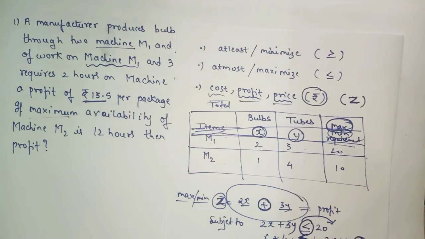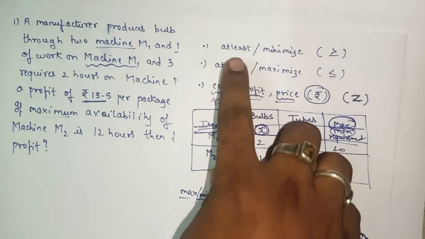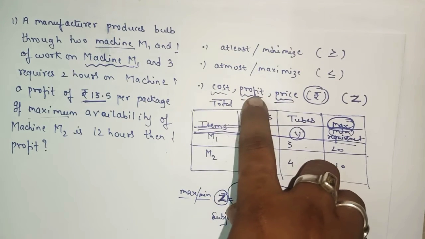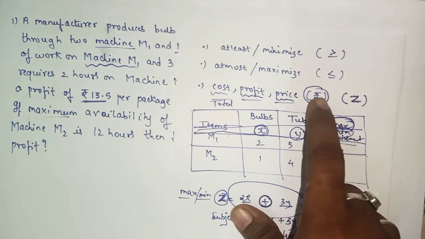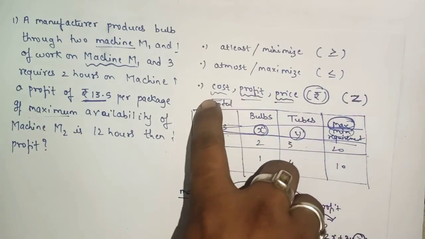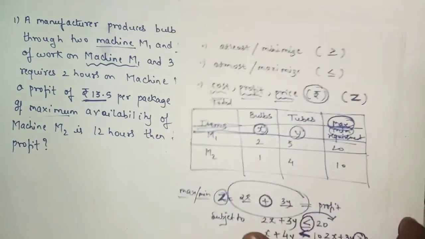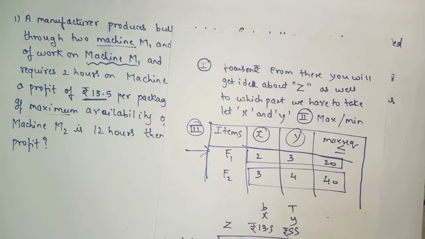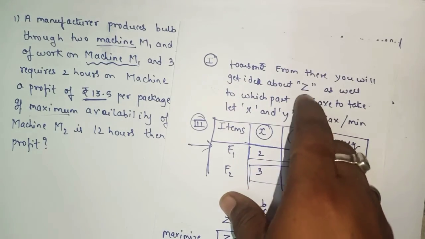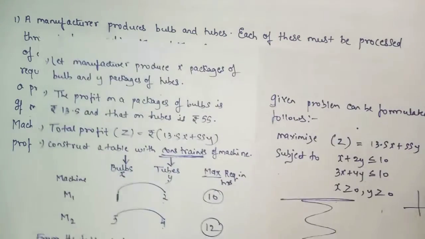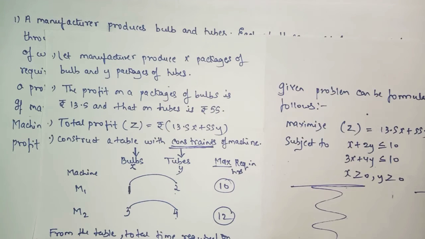These are the things which you have to remember before dealing with the statement sum. At least means minimize, greater than or equal to. At most means maximize, less than or equal to. Total cost, profit, price indicate rupees; the unit will be rupees. From that sentence you will get the value of z. As I told, no need of reading the whole question. And from where will you get the idea about x and y, to which part you have to take x and y? Just simply focus on the rupees. From there you will get the idea about z, as well as to which section you have to take x and y. So these are the steps which you have to follow while framing the sum.